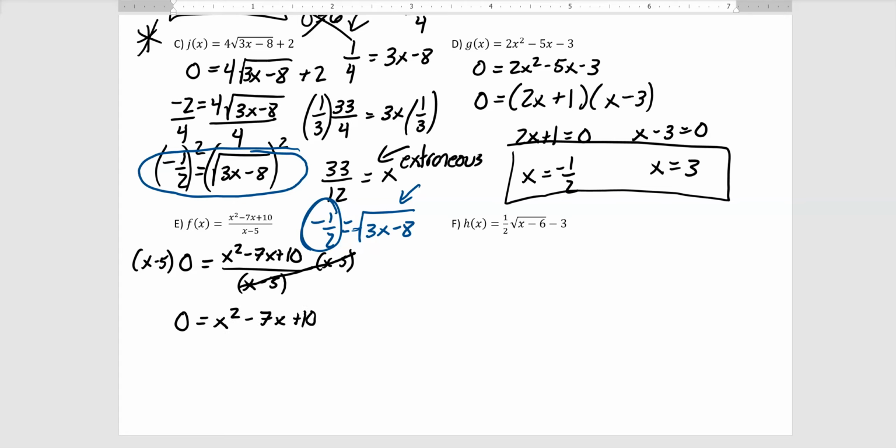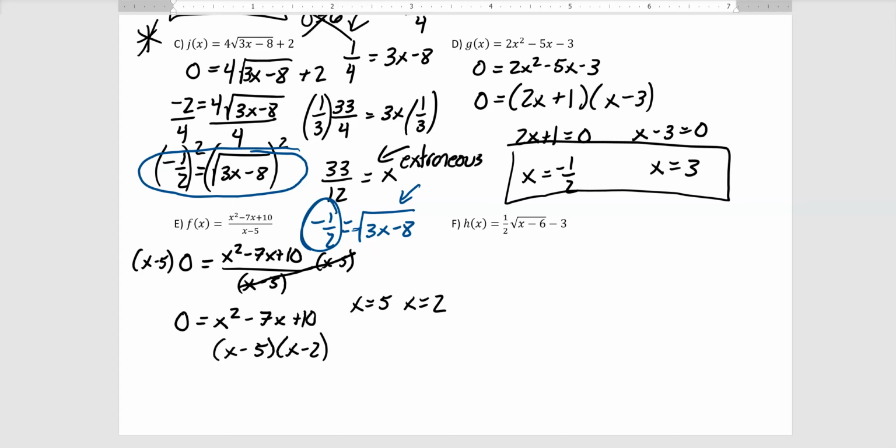I can solve this by factoring. This one's a little easier than our last one. X minus 5, x minus 2. Set both of those equal to 0. I find that x equals 5 and x equals 2. However, we have a fraction here. We have a rational expression.